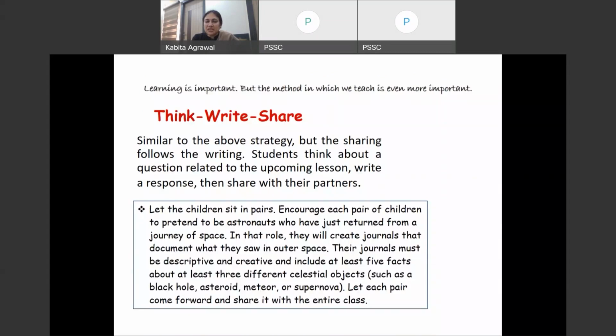Their journals must be descriptive and creative and include at least 5 facts about at least 3 different celestial objects, like a black hole, asteroid, meteor, or supernova. So let them pick 3 of the objects and discuss 5 facts. Let each pair come forward and share it with the entire class. So after they have done it, the pairs can come forward and discuss with the entire class. And then children participate and they learn more.